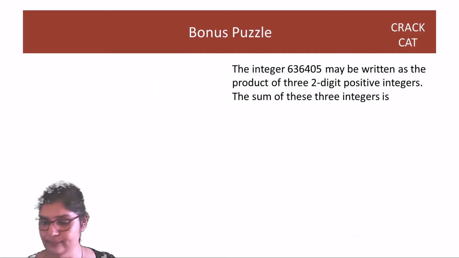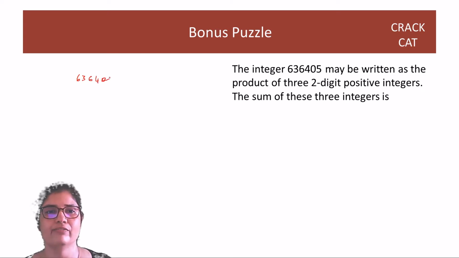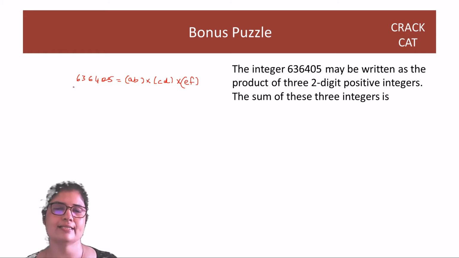So let's quickly begin. We will, as usual, start off with the puzzle I gave you all last time. The integer 636405 may be written as a product of three two-digit positive integers, AB into CD into EF. So I have to find these three two-digit numbers. The best way, of course, guys, is to factorize.